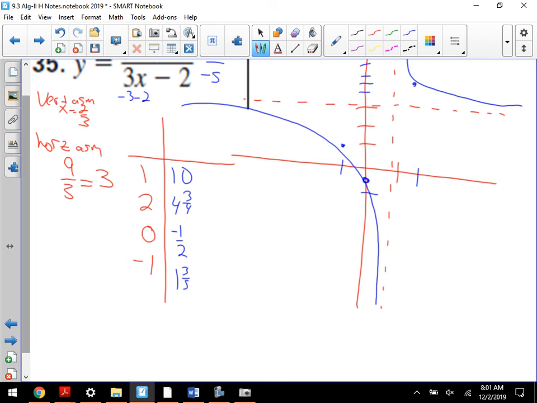If you left it as 8/5, that's fine. Like I said, there's a time and a place for mixed numbers, and this is one of those places that it works out okay. All right?